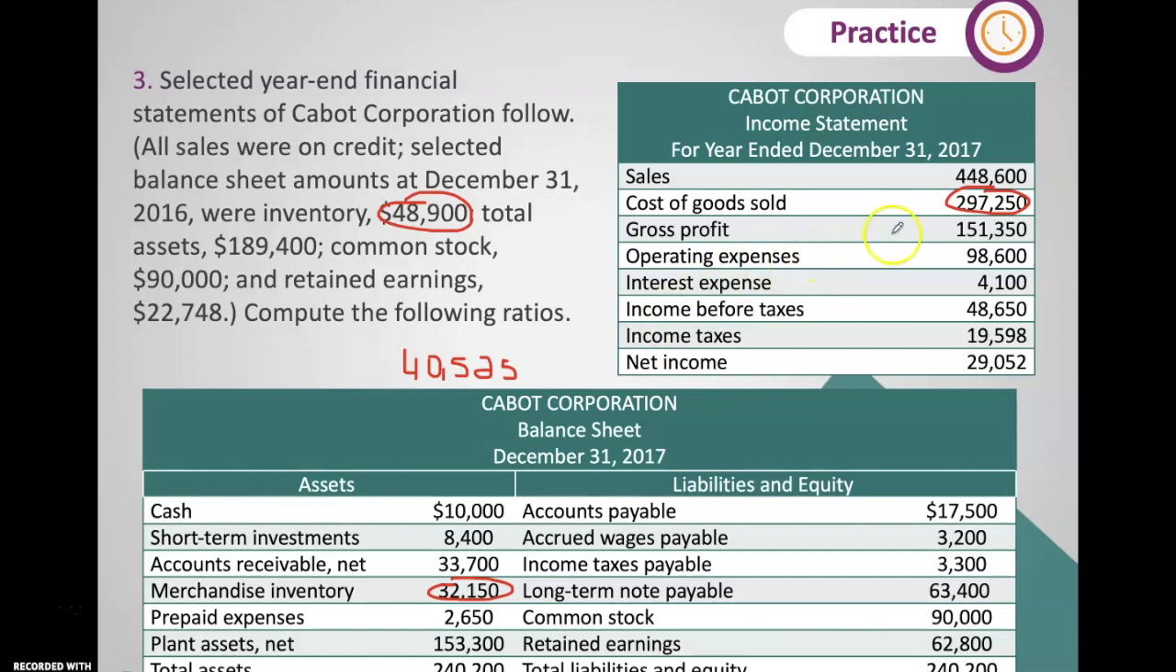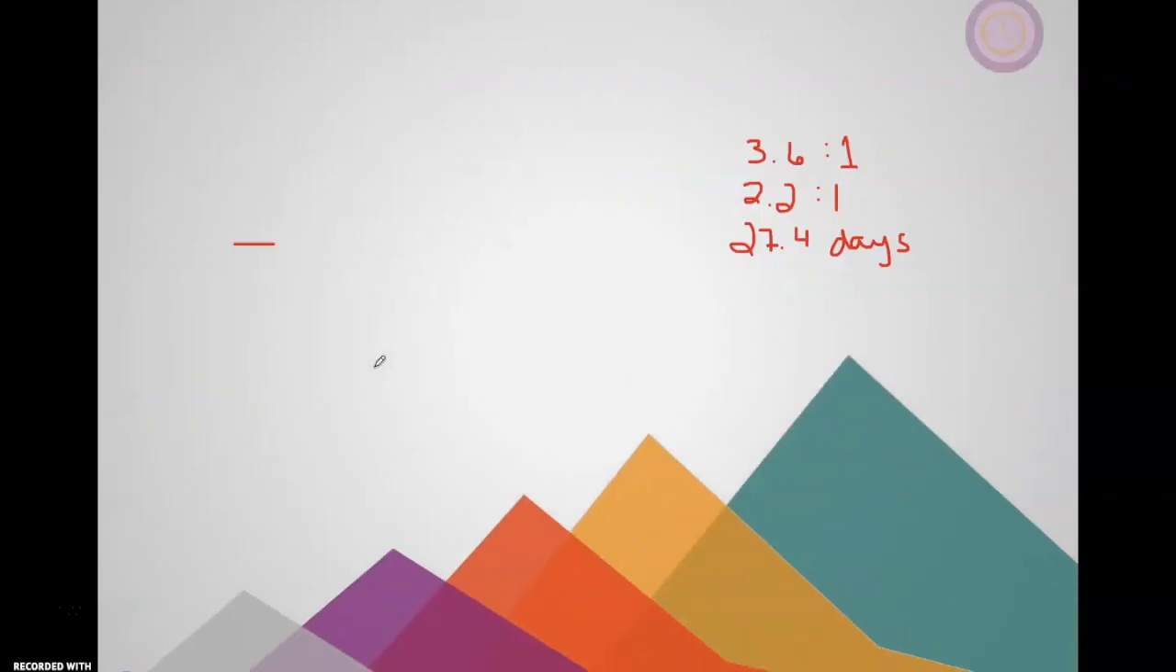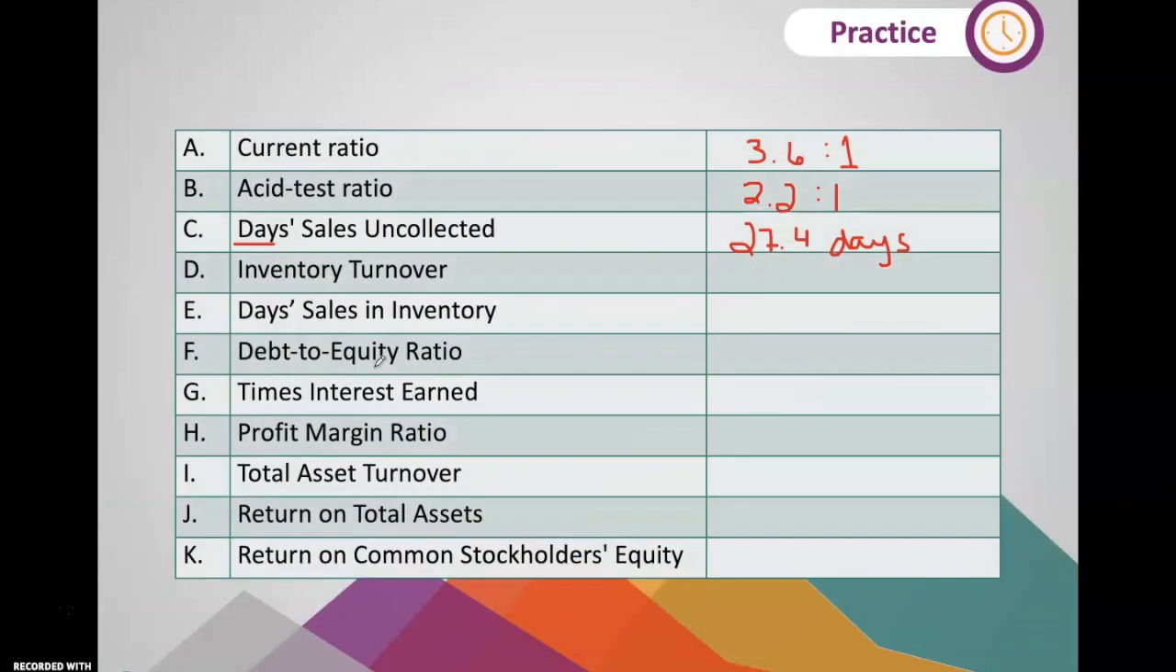So to find this, I would do cost of goods sold 297,250 divided by this average 40,525. And I got 7.3. We'll just do one decimal place. So for part D, it's 7.3 times. Because it's how many times your inventory turns over throughout the year. 7 times doesn't seem too great. Remember, we want a higher number, but then again, we don't know the industry.